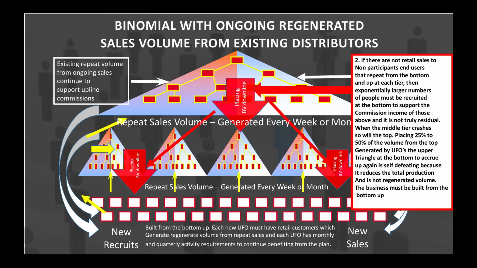So by placing 25% to 50% of the volume from the top generated by UFOs in the upper triangle at the bottom in downline placement of BV, you're weakening, or doing the opposite of, this. And that's why it's a concern. It's not a good practice. It's not necessary. So, let's get it under control.